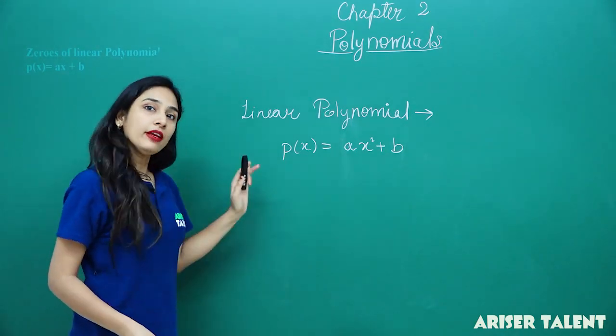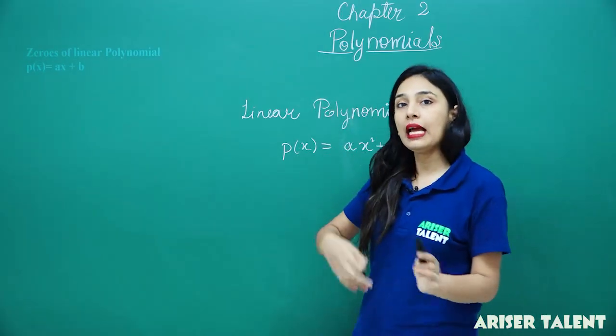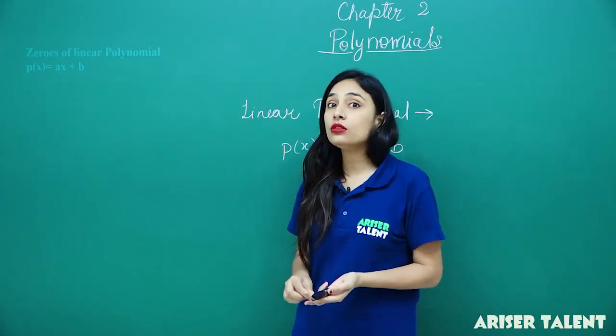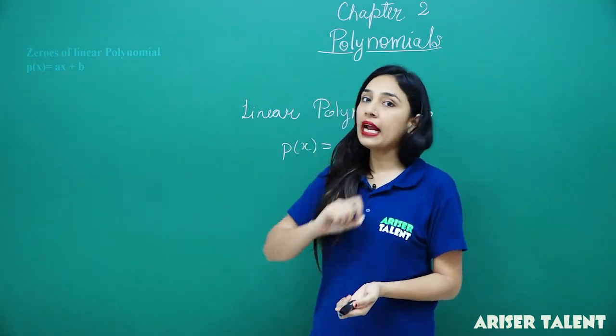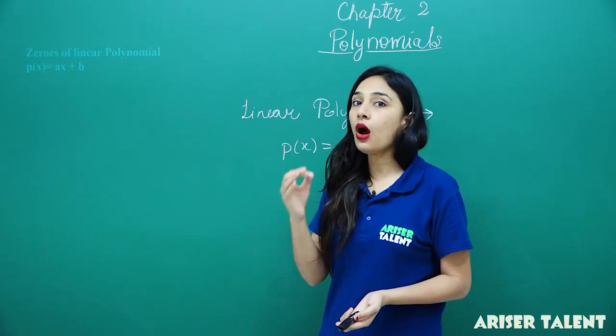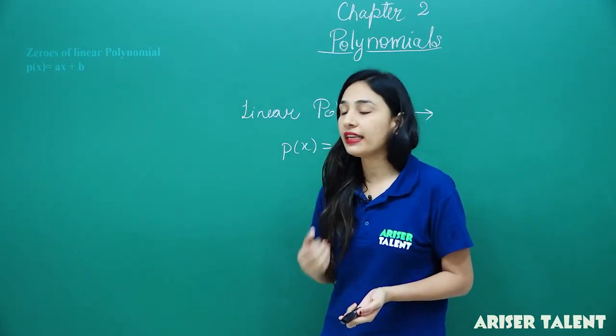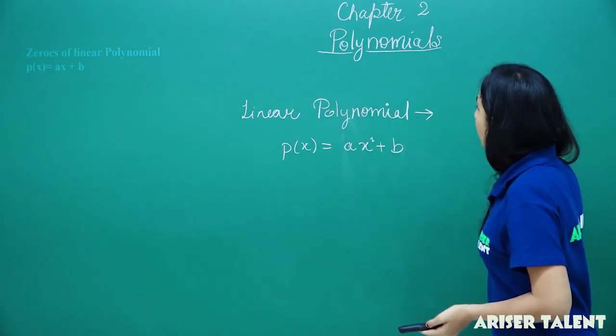So we will put some values and find a zero of the polynomial and the corresponding values, and we will draw a graph from that. And then we will see how linear, quadratic and cubic graphs vary.